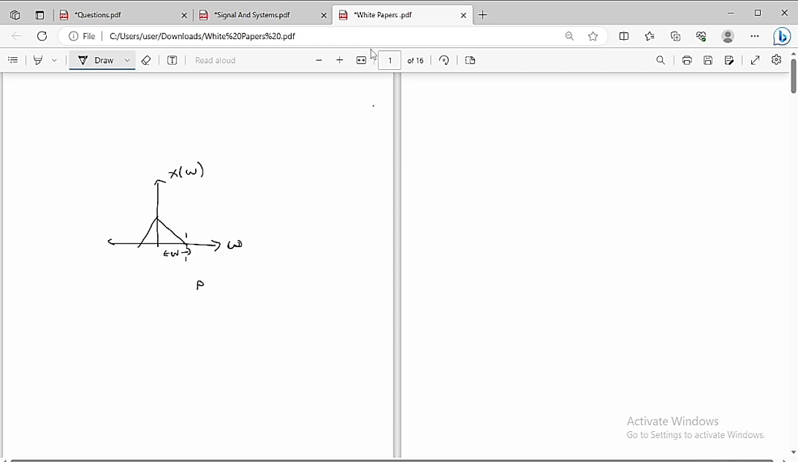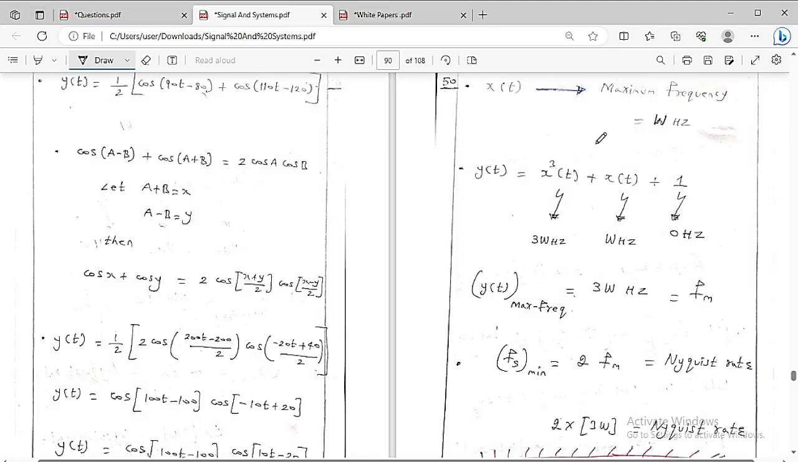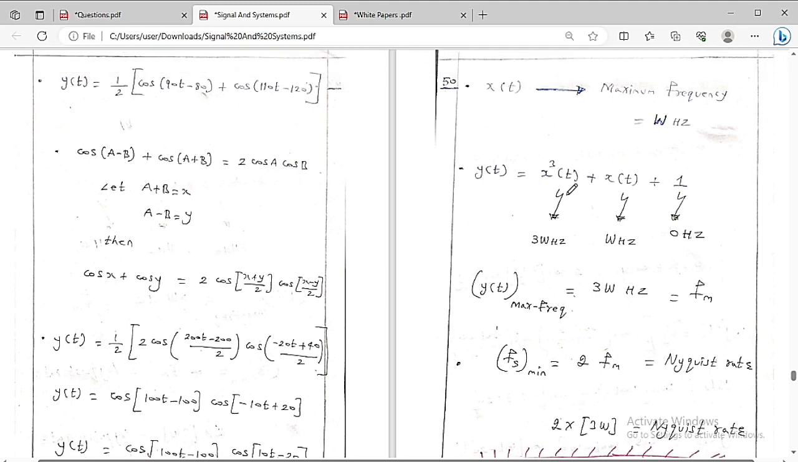So what is the maximum frequency? Fm is nothing but the maximum frequency present in a signal, which is equal to W. So you can see clearly for x of t, the maximum frequency present in the signal is equal to W hertz. And y of t is x of t whole cube plus x of t plus 1. So y of t is equal to x cube of t plus x of t plus 1. Now let us see for each term what the frequency is.